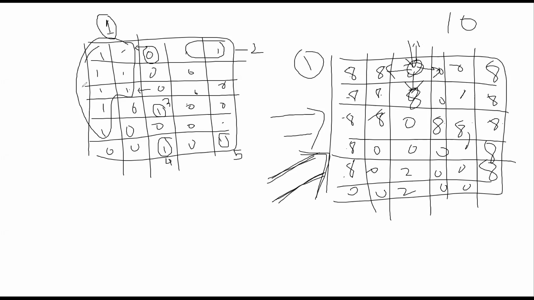Right? So each of these numbers can directly give me the island identifier. So if I am at this position, I'll know what island it is connected to and what the size of that is, right?